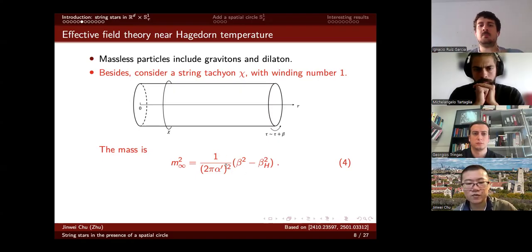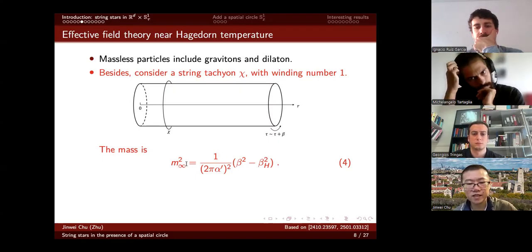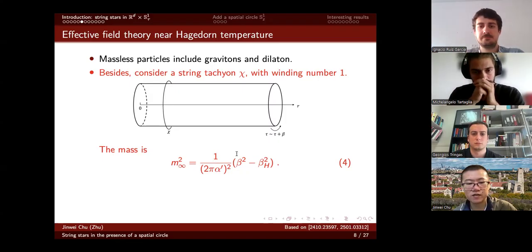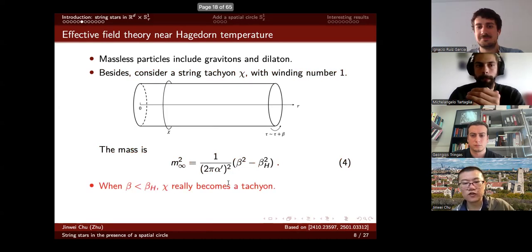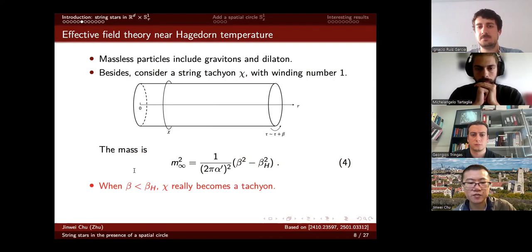So that's why we have this formula for the mass. Let me stress that this mass, this Hamiltonian square, is an important parameter that we'll often use later. It measures the difference between the temperature and the Hagedorn temperature. So from this formula, we can see another interpretation of this critical temperature beta h, namely when beta is smaller than beta h, chi, this string winding one string tachyon, really becomes a tachyon because m squared is negative.